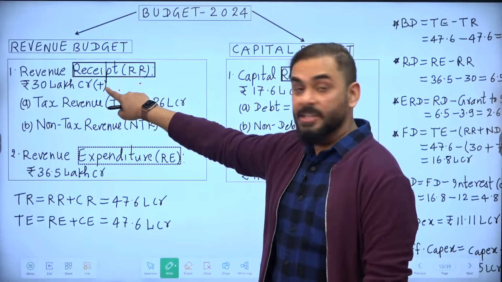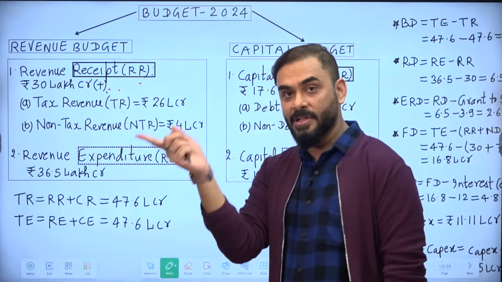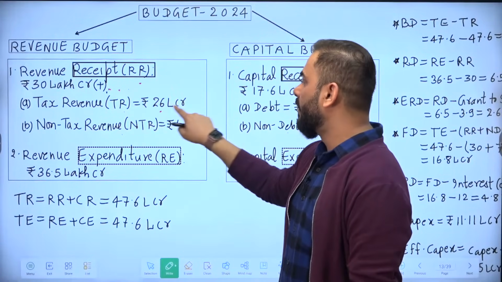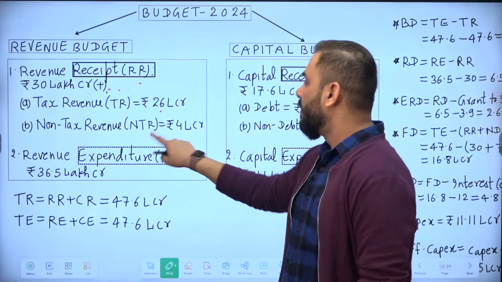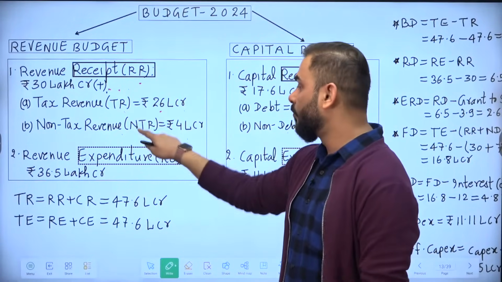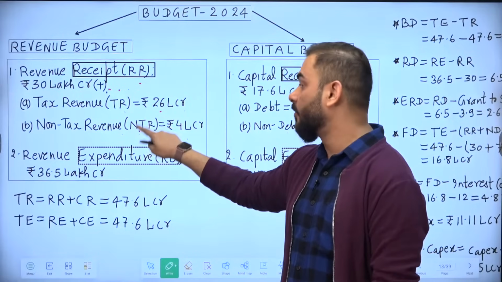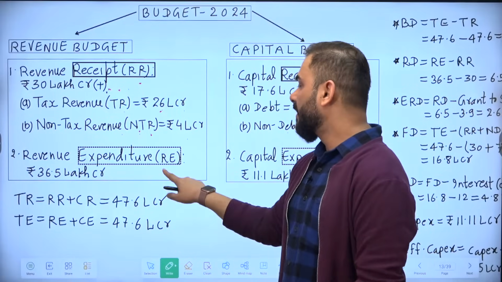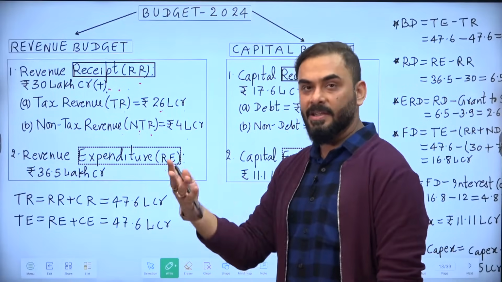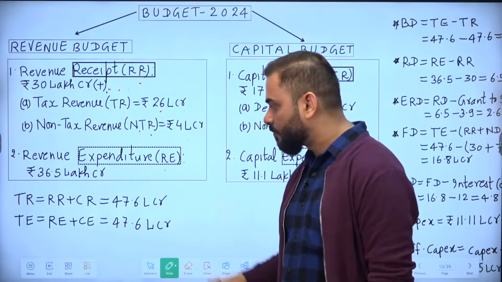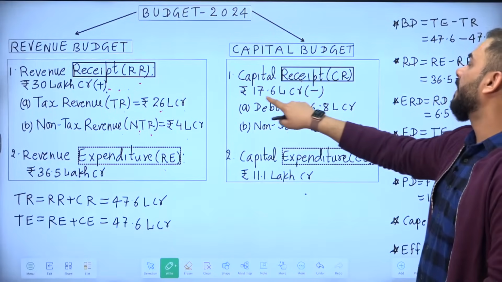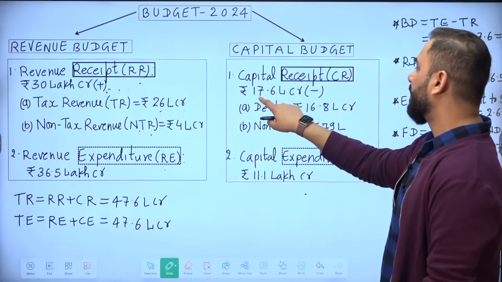Now, which has increased. That is why I've written plus, because compared to previous year, it is better. Now, out of this 30 lakh crore, 26 lakh crore is tax revenue and non-tax revenue is 4 lakh crore, which means through traffic challans, dividend, etc., government got this, and through taxes, we got 26 lakh crores. Now, what is the revenue expenditure, like wages, salary, etc., which the government spends? 36.5 lakh crores.